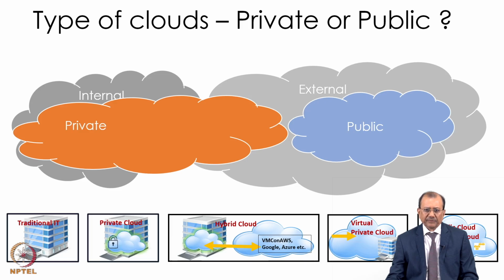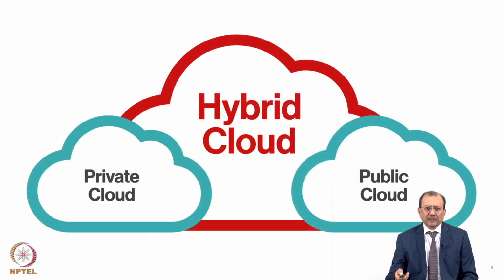There is another schema, which we call hybrid cloud. Hybrid cloud means a company makes use of both. Like, suppose State Bank of India wants to make use of some of the applications from the Microsoft cloud, while most of the applications are running on the private cloud of State Bank of India.